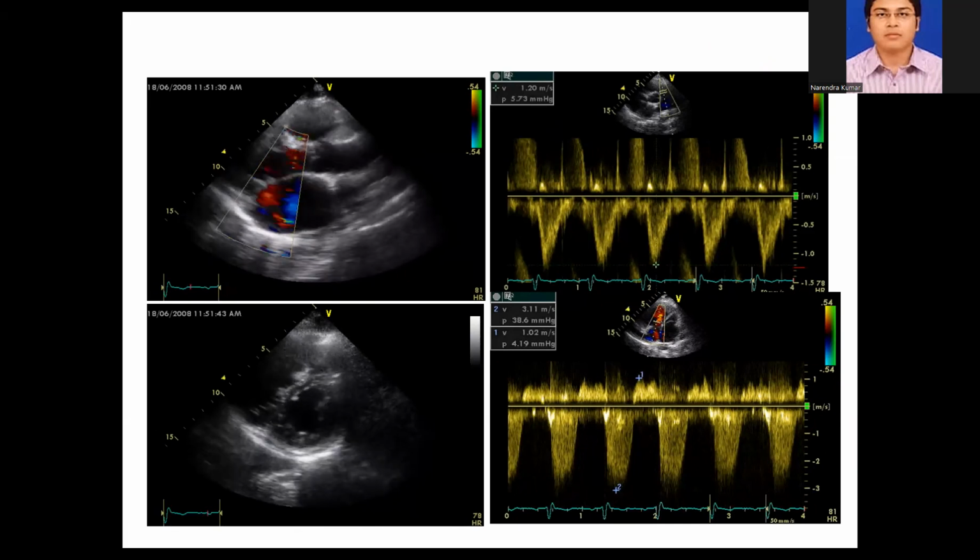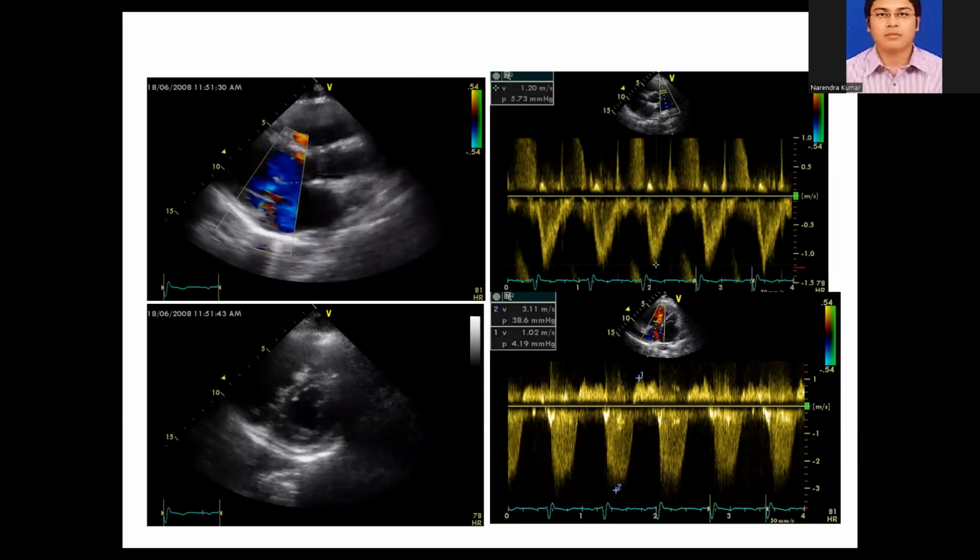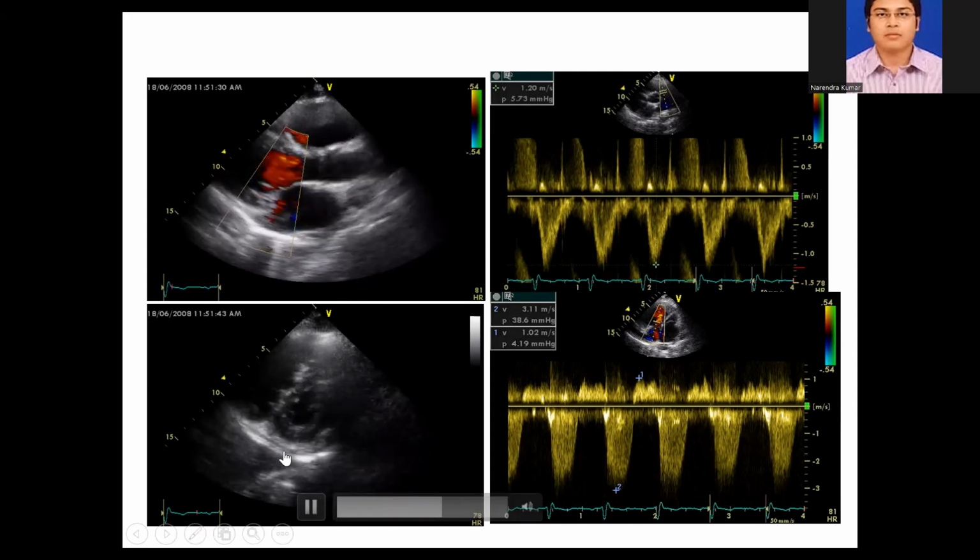First image is parasternal long axis. There is a flow in from the LA. Some amount of mitral regurgitation is seen over here, not more than that. But this image is very specific. Look at this image.